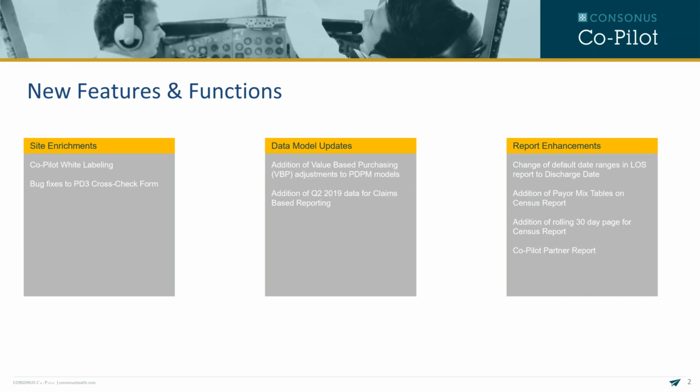We've added an addition of payer mix tables on the census report. So what this means is now for additional tabs in the census report, you can actually see your census mix breakdown by payer type or by payer. And we've added an additional rolling 30-day page for the census report. So rather than just showing you month to date, you can also look at a rolling 30 days. That way, if you're at the beginning of the month, you can look at your payer mix for a rolling 30 days. And we've added a new report called the Copilot Partner Report, which I'll show you in a second.